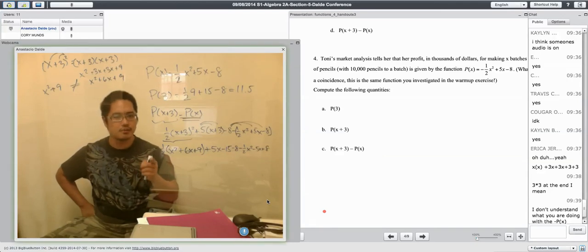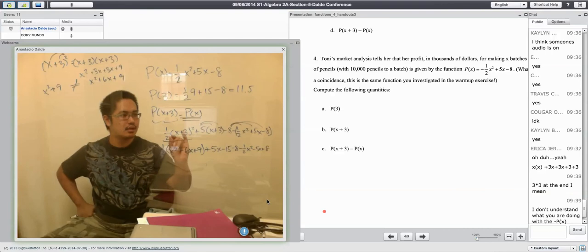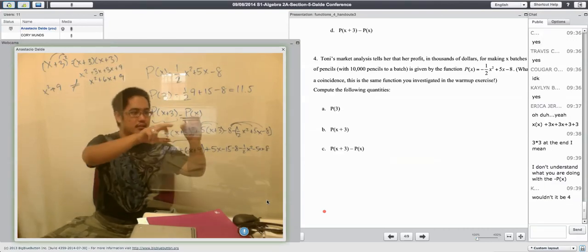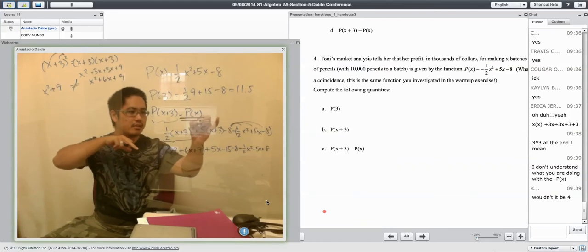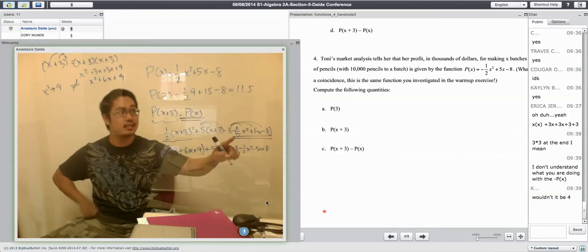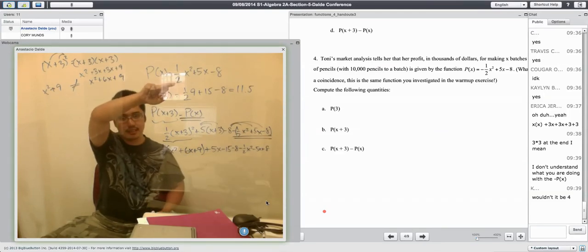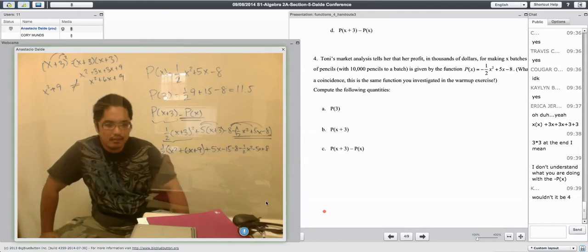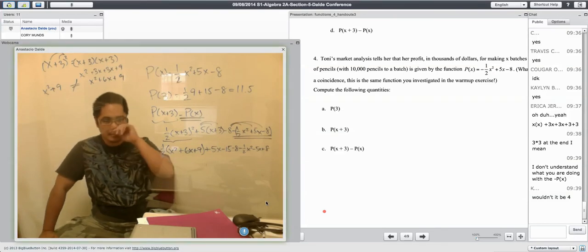You don't understand what I'm doing with the negative px. All I did with the negative px, Erica, is the negative px is right here. See, I double underline it right here. This is it right here. It's the minus whatever's px is. Now wait a second. Wouldn't it be 4? Wouldn't what be 4? What are you talking about?